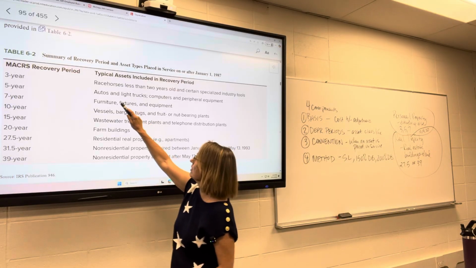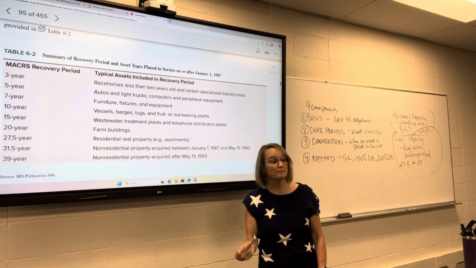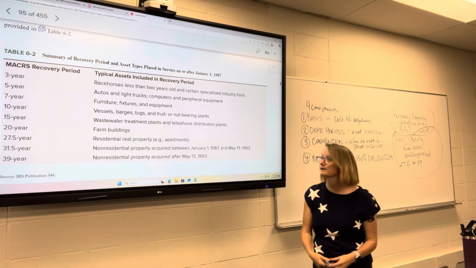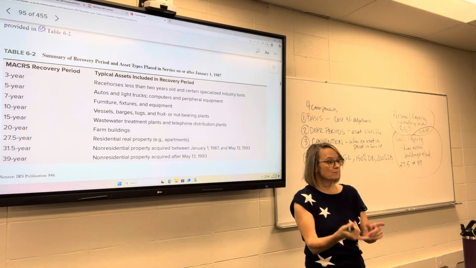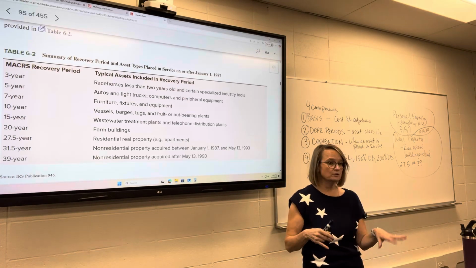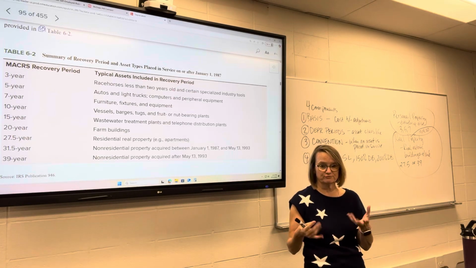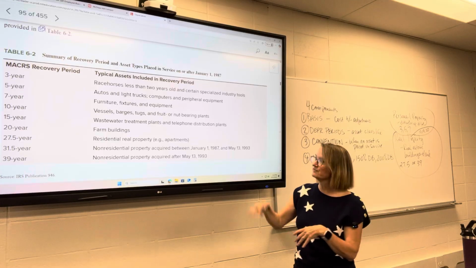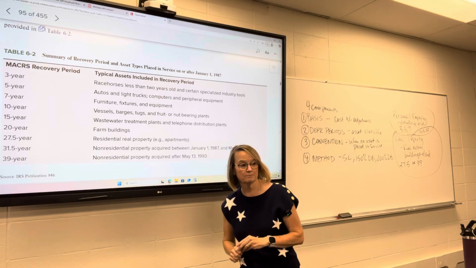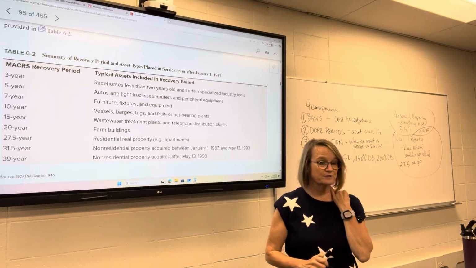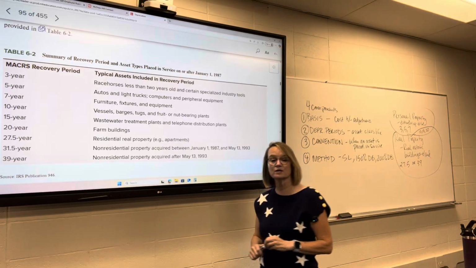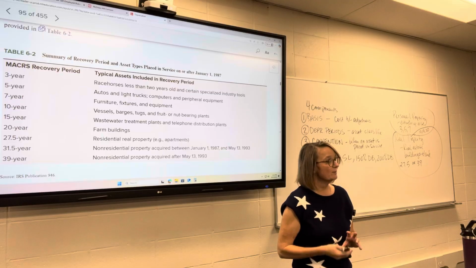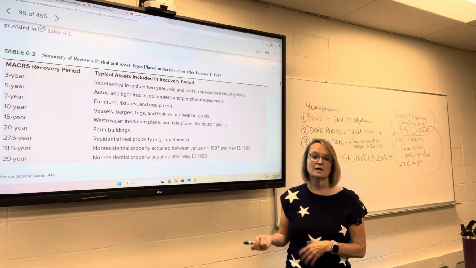5-year assets are automobiles and light trucks. By light trucks, we mean under 6,000 pounds. Computers and peripheral equipment, so printers, scanners, that kind of stuff, anything peripheral, monitors, those items have a 5-year period. 7-year: furniture, fixtures, and equipment, different from office equipment or computer equipment.